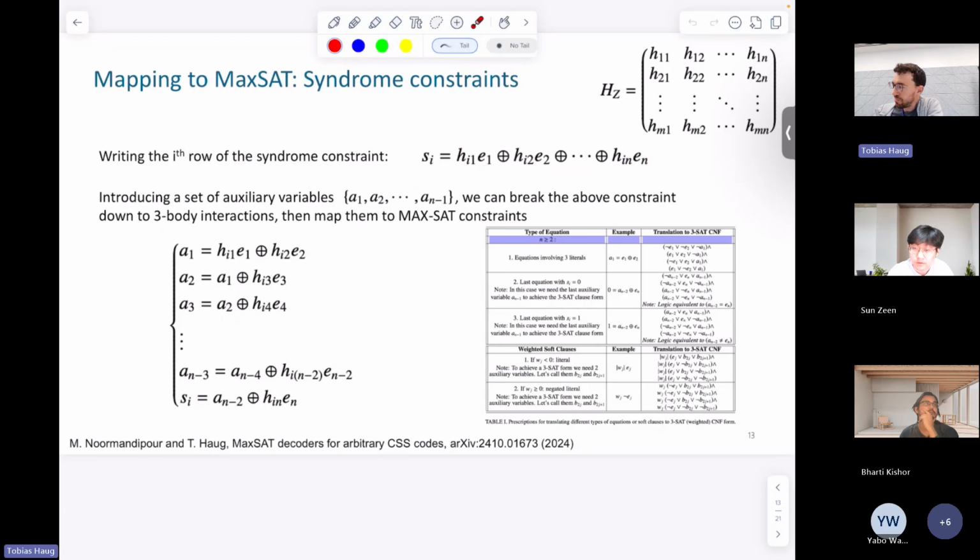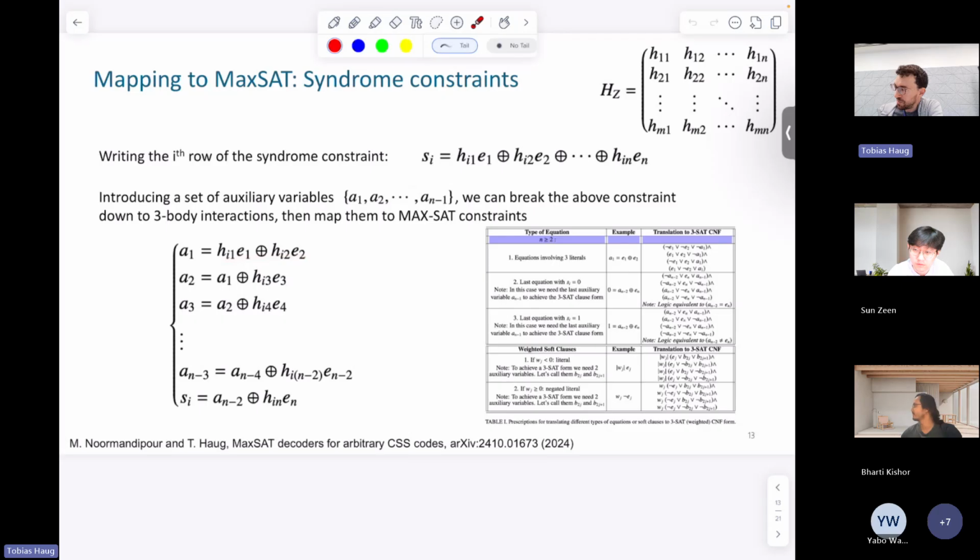Boolean additions. And then you can take this one, but this one itself is in a bad form. So what you do is you break this constraint of the syndrome down into 3-body terms, because this is a more normal form for MaxSAT. And this you can do by introducing slack variables. You can break down this big syndrome condition into many connected 3-body conditions.